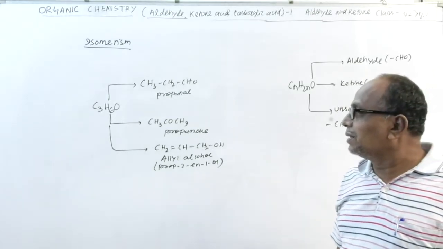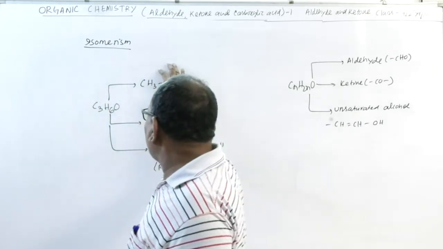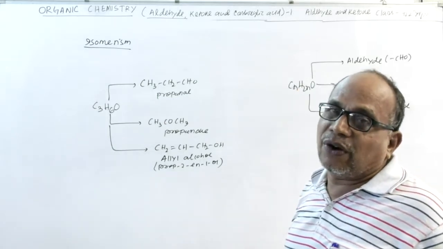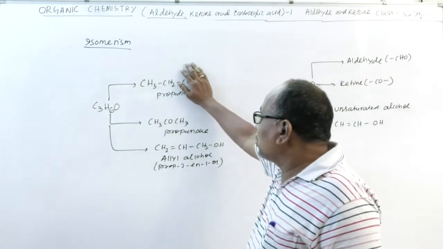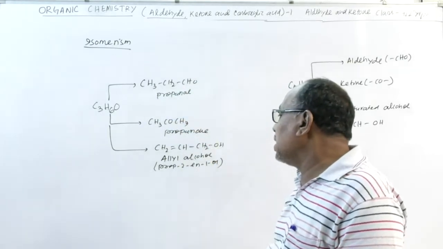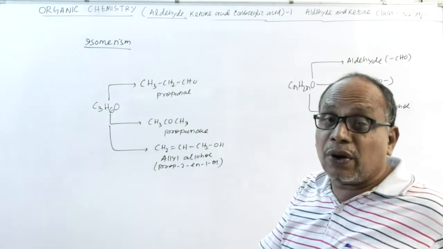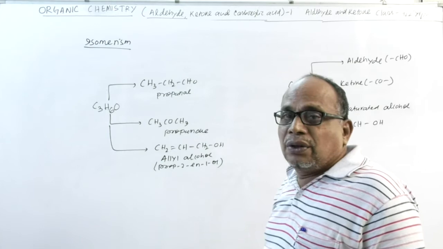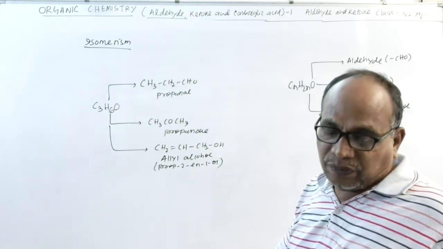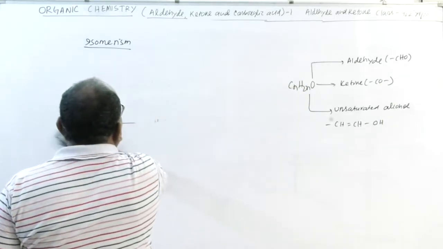Okay students, the same molecular formula gives three different compounds having different functional groups. This one contains a CHO group, this one a CO group. This is an aldehyde group, this is a ketone group, and this is called an enol group. En means double bond, and OH. That is an unsaturated alcohol.